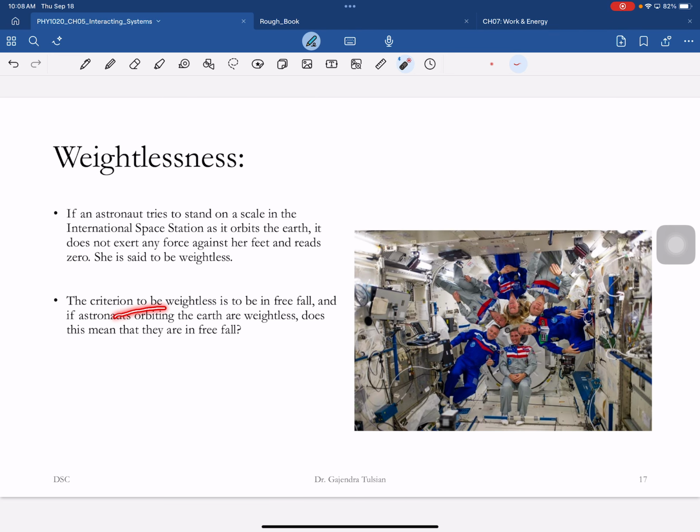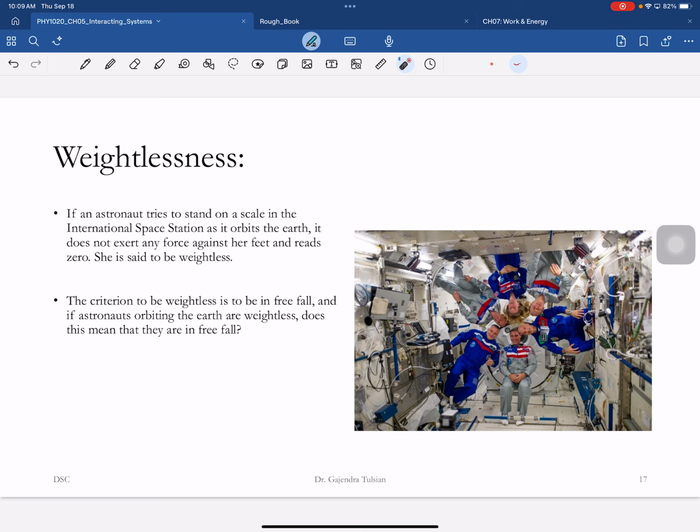So the criterion to be weightless is to be in free fall. And if astronauts orbiting the Earth are in weightlessness, so when somebody is in the International Space Station, you've seen all the astronauts, they are weightless. So the question is, is gravity not acting on them? No, gravity is acting on them. It's just that they're continuously falling. They're in free fall. It's like I picked up this room, I picked up the International Space Station, and I threw it.